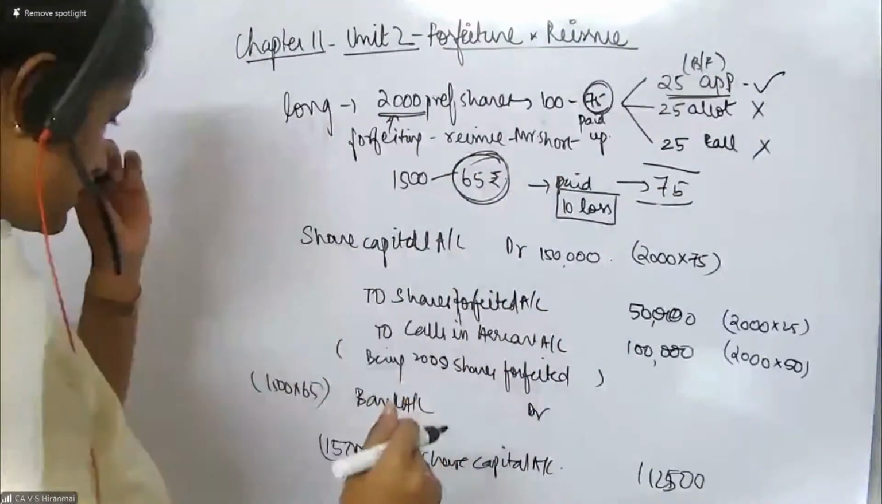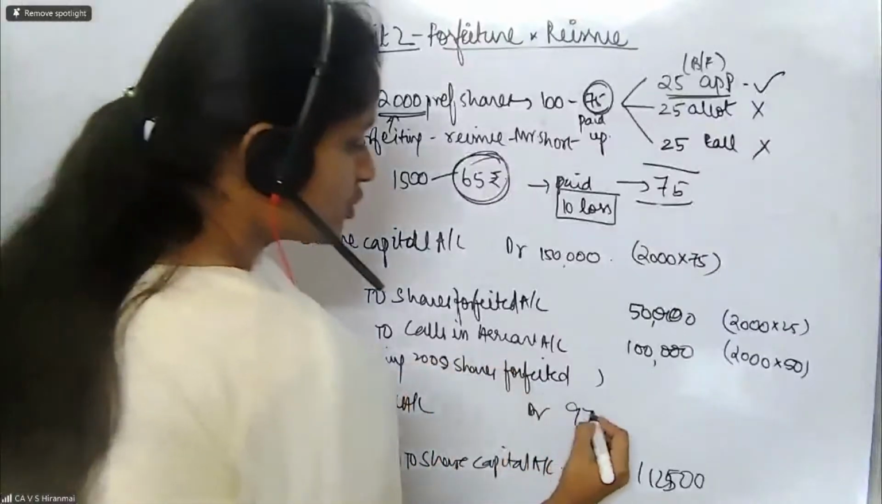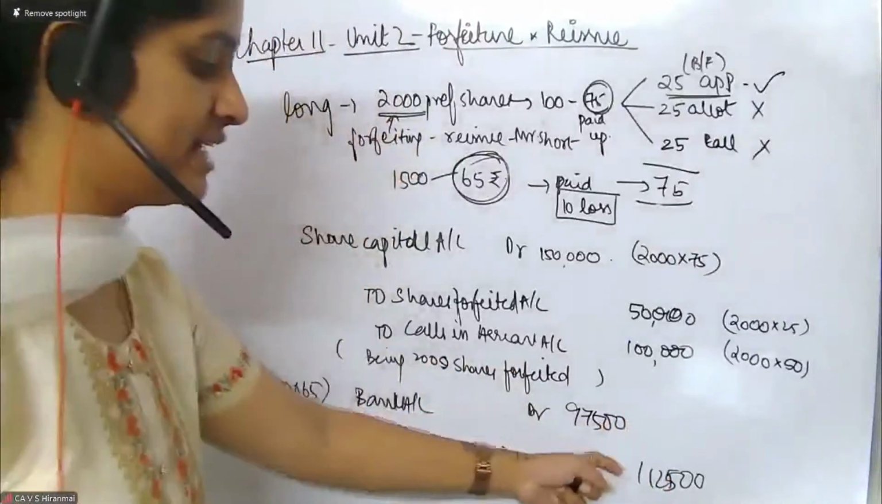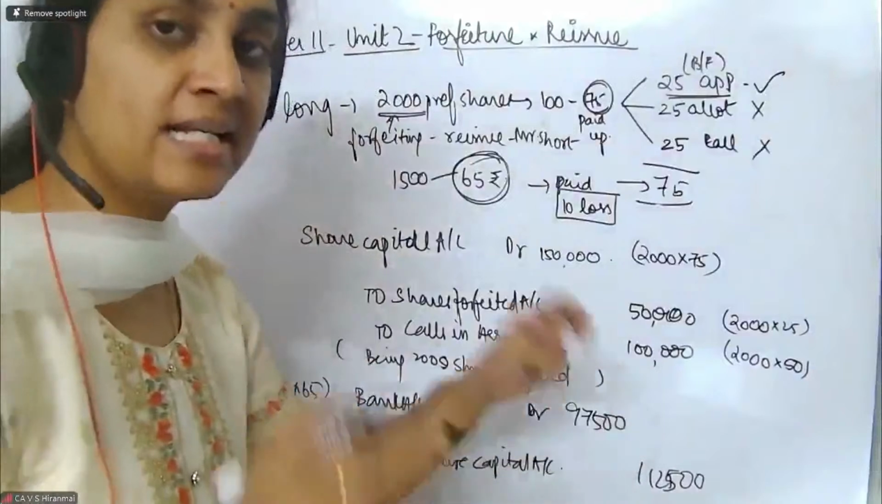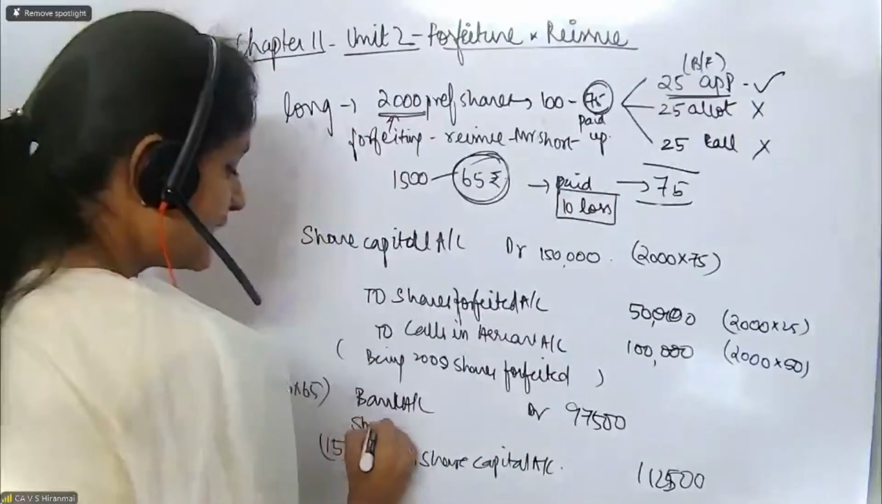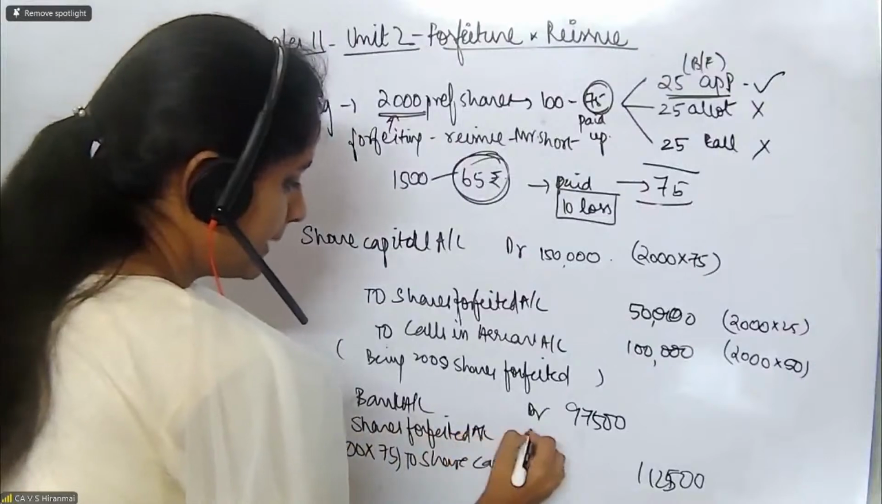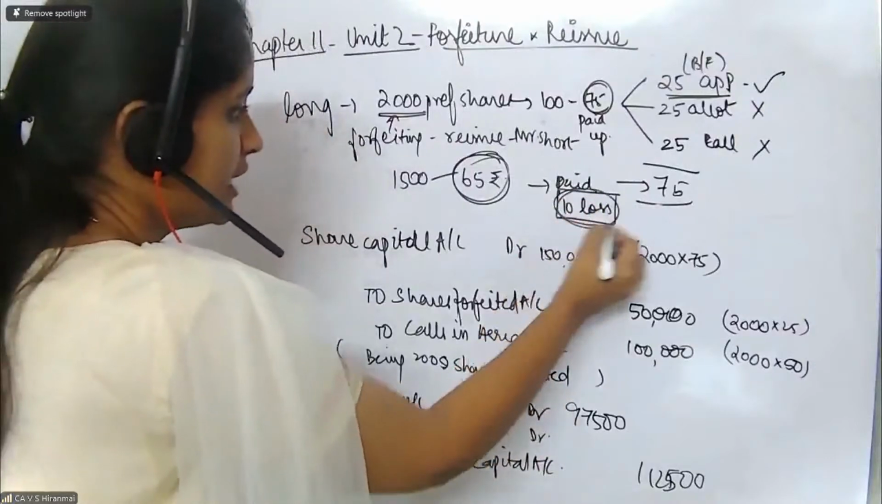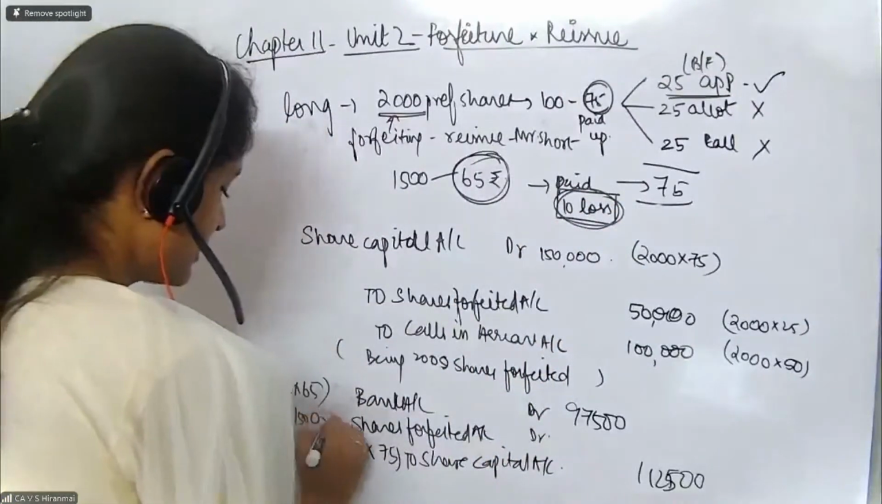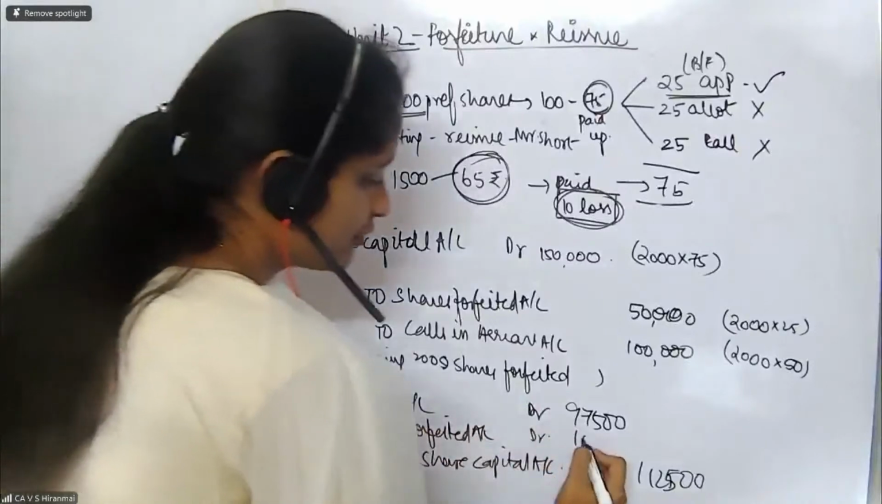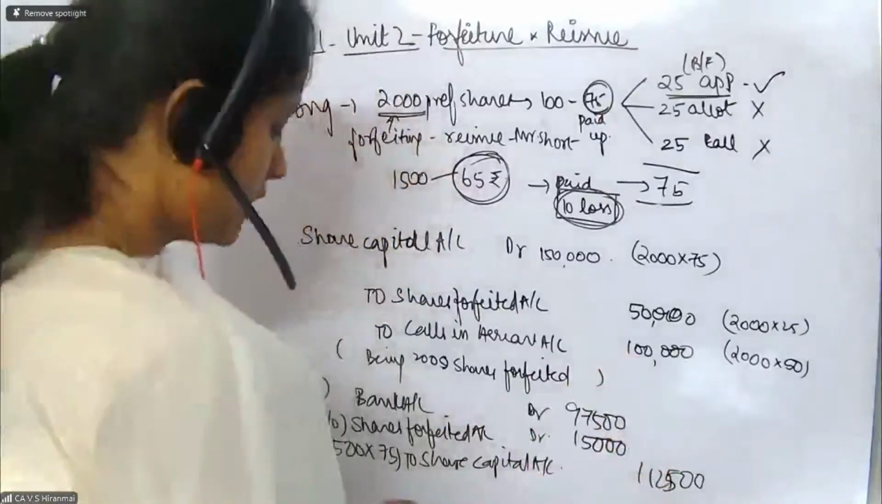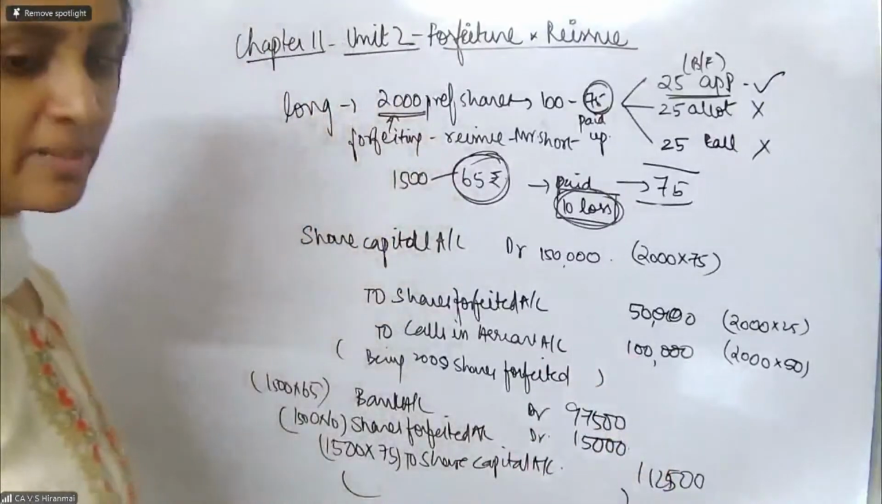65. So 10 rupees less I am doing it. I am issuing it at 97,500. There is a loss. Debit side is less. So I will be taking that to shares forfeited account debit. How much is the loss? 10 rupees. So 1,500 into 10 comes to 15,000. This is the loss. What is the narration that you will be writing?